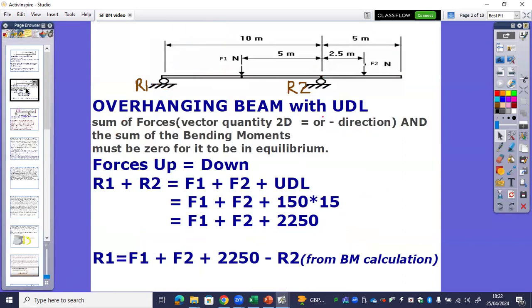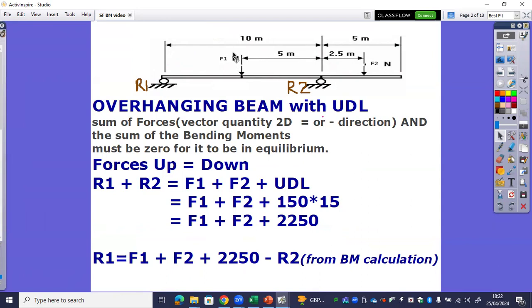Then what we're going to do is go back to our sum of the forces up and down. The beam is not moving, so it must be in equilibrium. We've got a formula for R1, which includes R2. If we know our R2, plug it into here, we can work out what R1 is.